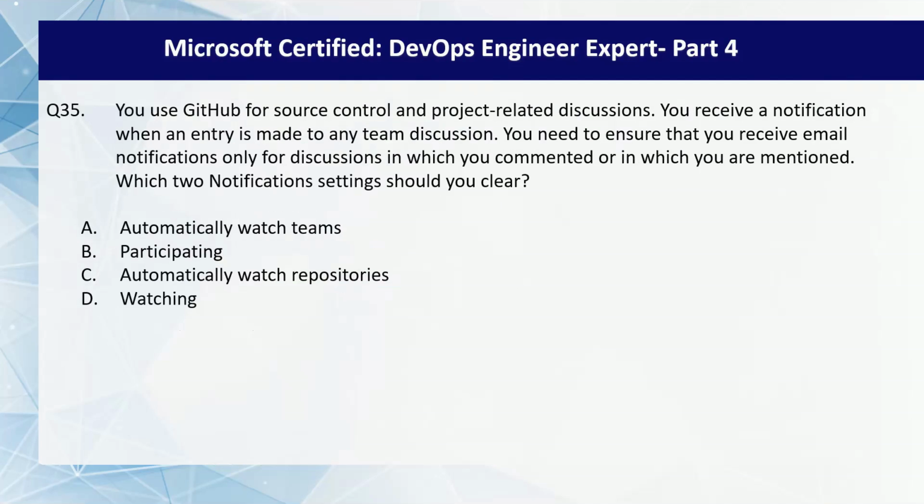Let's look at question number 35. You use GitHub for source control and project related discussions. You receive a notification when an entry is made to any team discussion. You need to ensure that you receive email notifications only for discussions in which you commented or in which you are mentioned. Which two notification settings should you clear? Your options are automatically watch teams, participating, automatically watch repositories, watching.